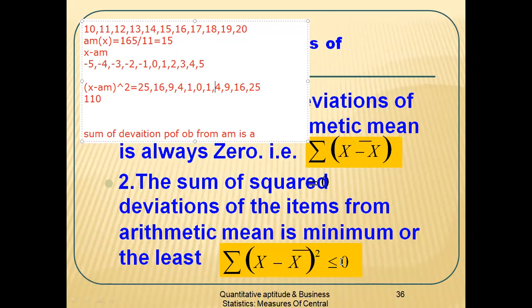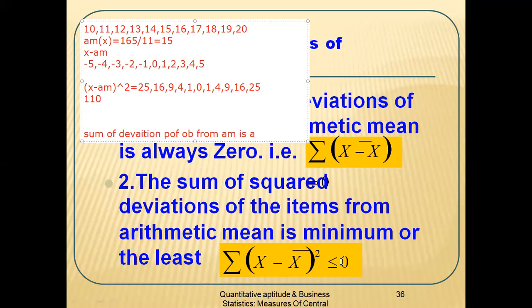The 2 points you should know. Whenever I find the deviation of observations from the arithmetic mean and add up all of them, that is always equal to 0. But when you deviate the observations, square them and then sum them up, that is always minimum in nature. These are the 2 important properties of arithmetic mean, property number 1 and property number 2.